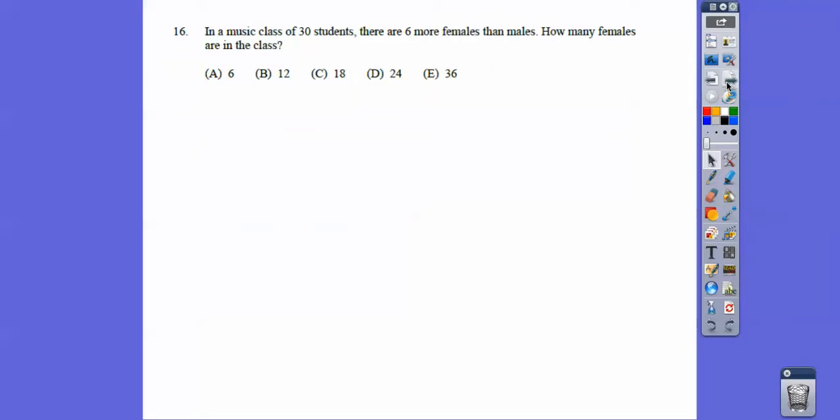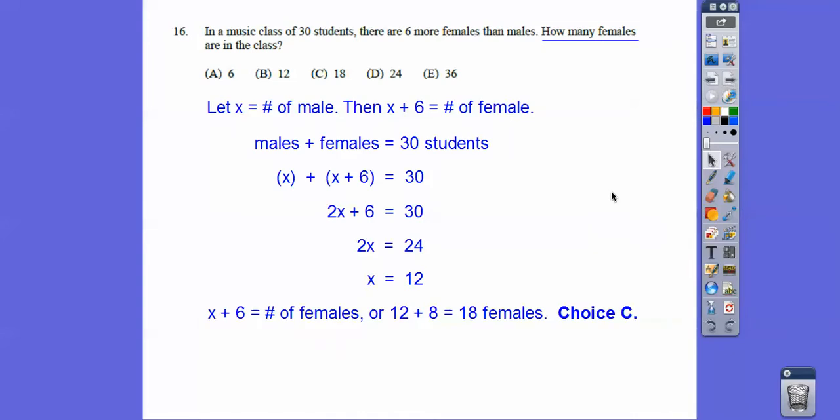Okay. All right, so in a music class of 30 students, there are 6 more females than males. How many females are in there? Okay, so I let X be the males because that's the smaller one. So X plus 6 is the females. So there's 30 kids in all, so if we add them all up, we get X equals 12. Remember, X is the male, so X plus 6 is going to be the female, so choice C on that one.